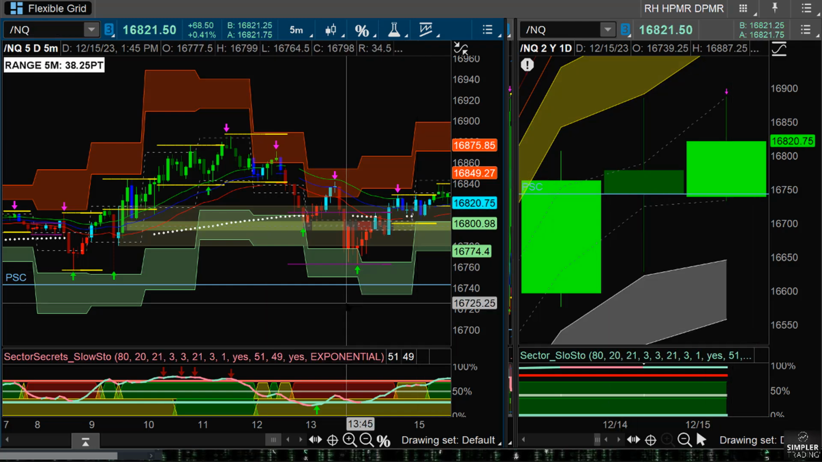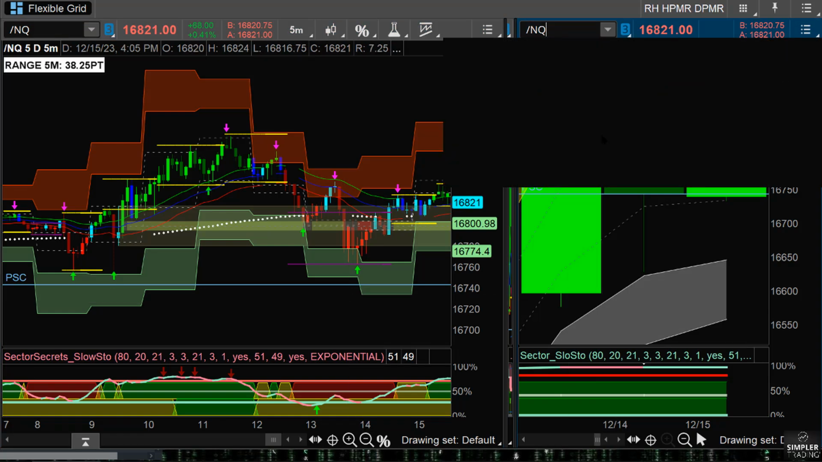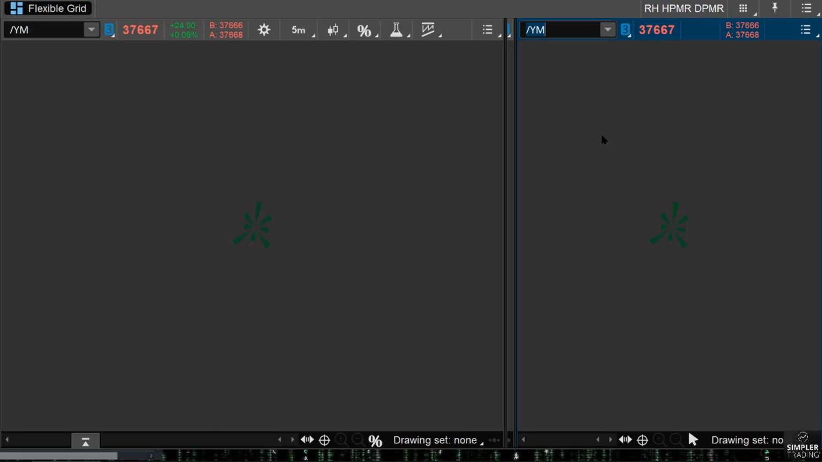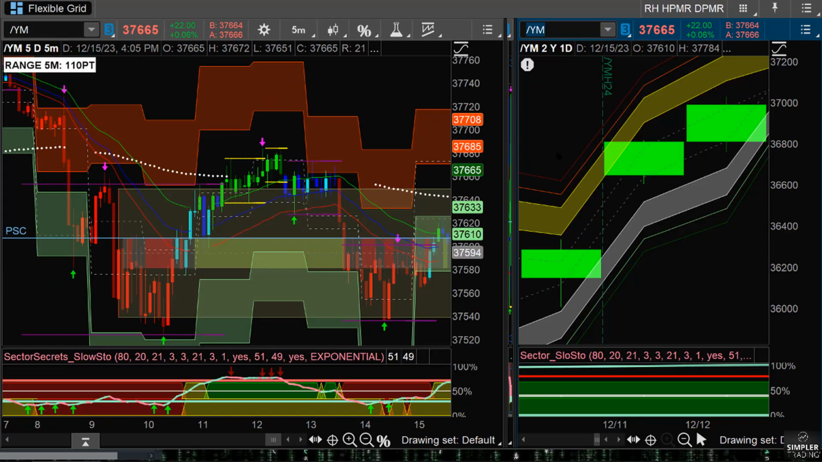So we're above the previous session close, a whole lot easier to be a bull on the NAS than the S&P. So choose your fighter wisely, yes? Choose your fighter wisely. ES over NQ? No way. Trade this, not that. NQ.